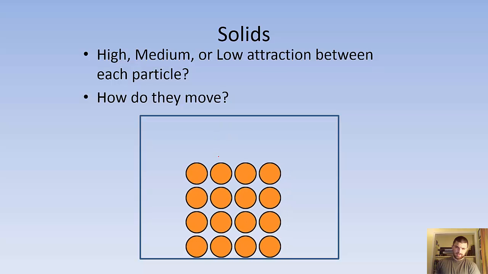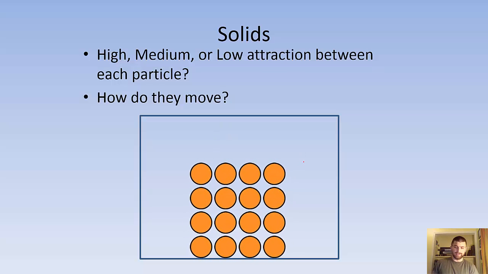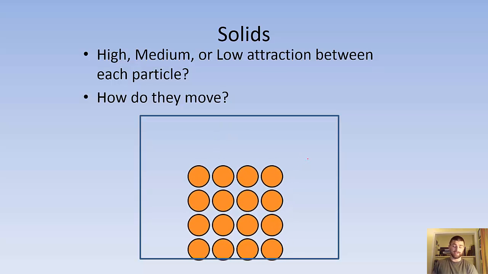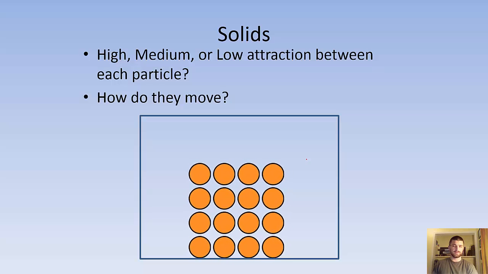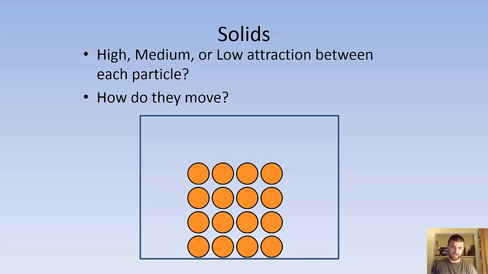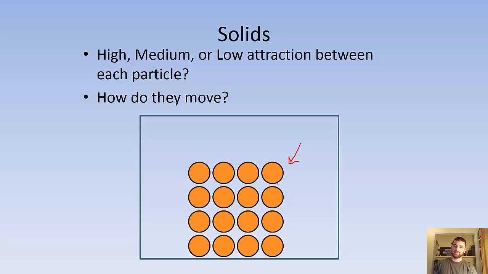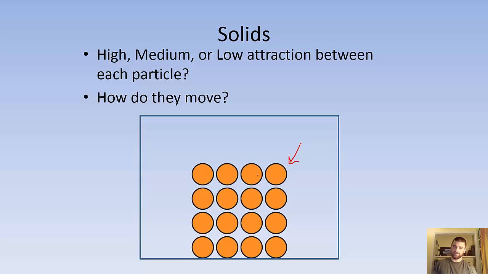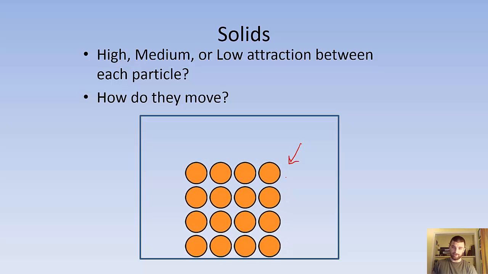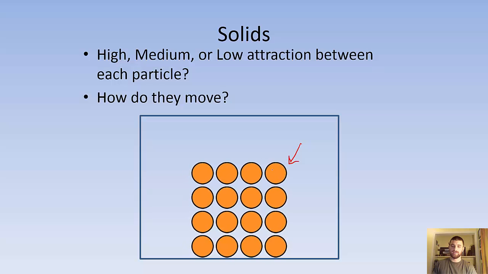This is kind of what a solid looks like. You may look at a solid and think it's not moving because you're looking at your desk and you're like, my desk is not moving. But if you were to shrink down to the size of molecules and look at it, you would see that those particles are actually vibrating in place. They're kind of rigid relative to each other. They're locked into place, but they are moving. They're vibrating. They can't move past each other because they're locked into place.